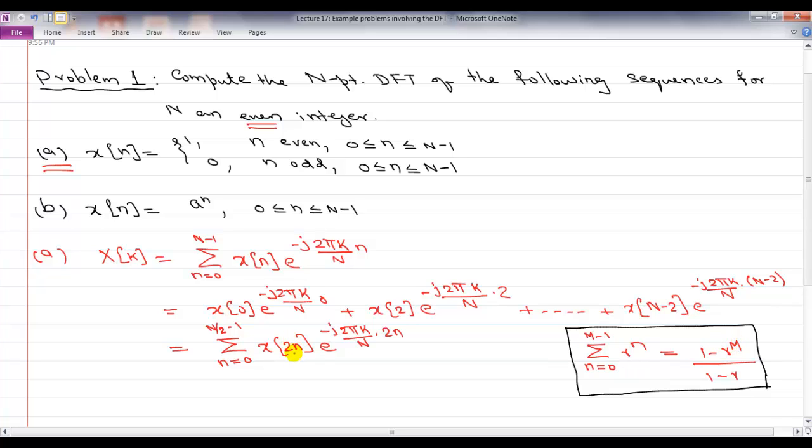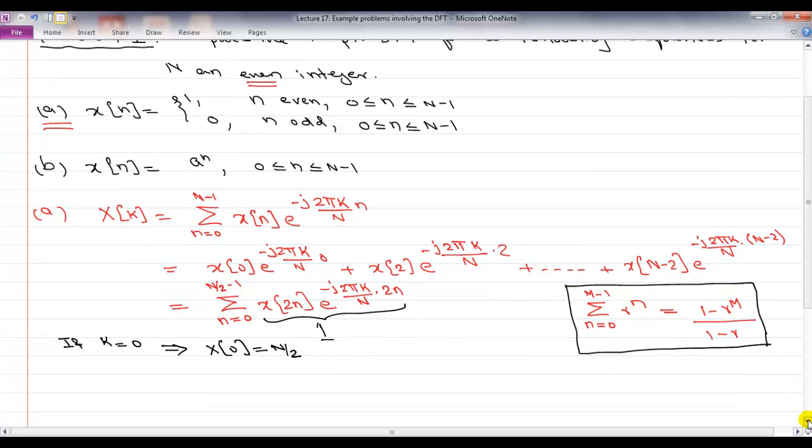So what are those cases? One is, for example, if k equal to 0, then this summation is trivial. If k equal to 0, each of these terms is 1, and you have a total of N by 2 terms. So if k equal to 0, X of 0 is simply equal to N by 2.